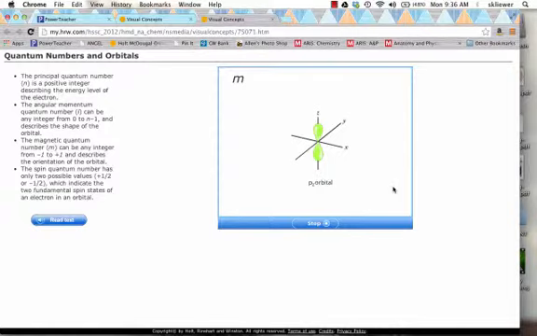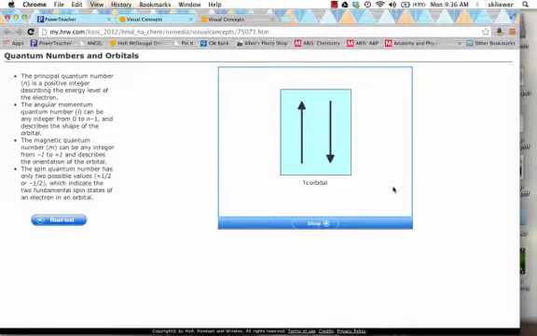The spin quantum number has only 2 possible values, positive 1/2 and negative 1/2, which indicate the two fundamental spin states of an electron in an orbital. A single orbital can hold a maximum of 2 electrons, which must have opposite spins. Why do you think they use an up and a down arrow there when we're talking about the spin quantum number? Why would there be an up and then a down?